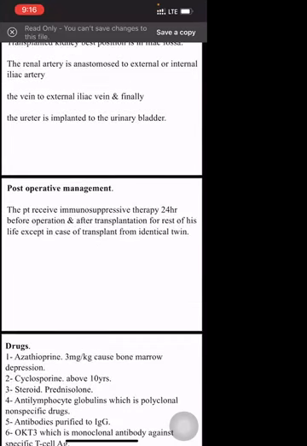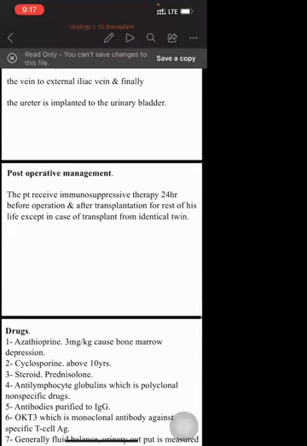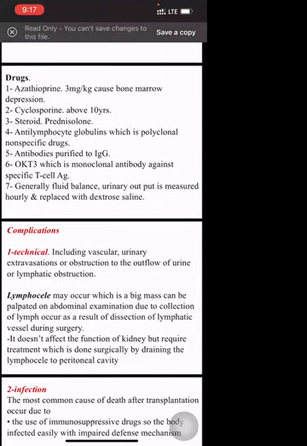Immunosuppressive therapy is given 24 hours before operation and after transplantation for the rest of his life, except in case of transplant from an identical twin. With this in mind, the patient with renal transplantation should be put on immunosuppressive therapy for the rest of his life, except for a twin. If he has an identical twin, we can use it without the need for long-term immunosuppressive therapy. The drug azathioprine, 3 mg per kg, causes bone marrow depression.